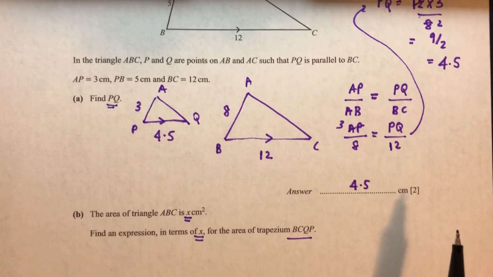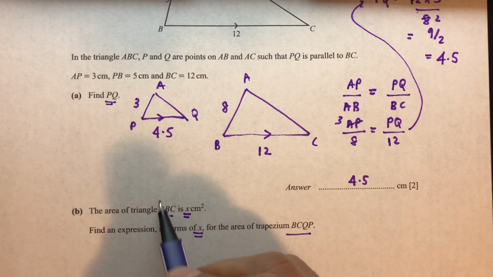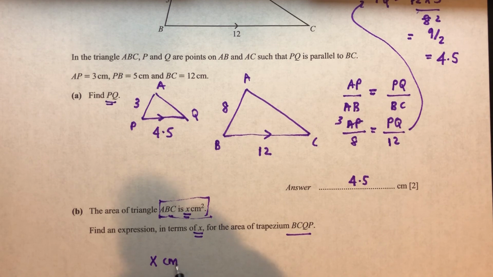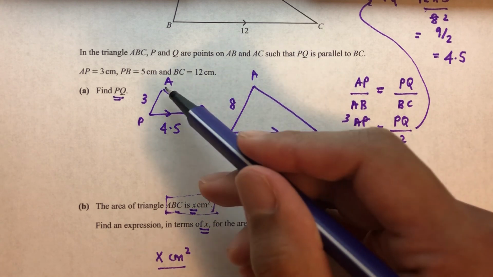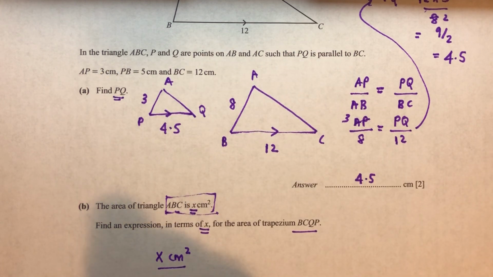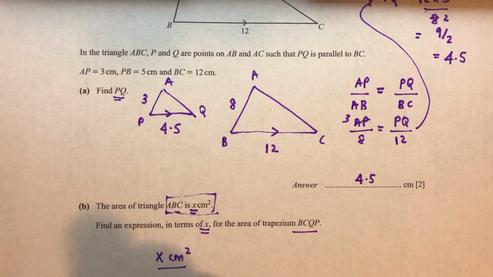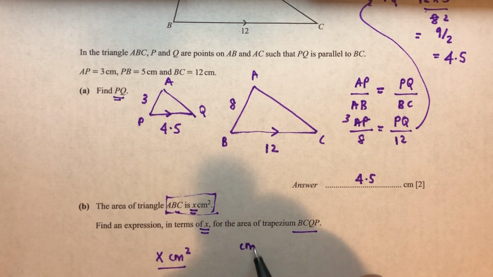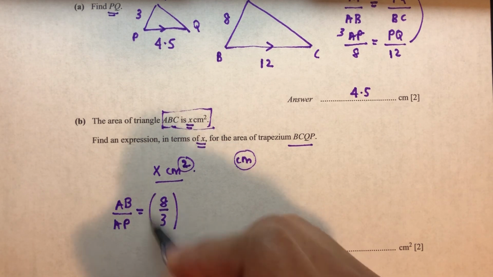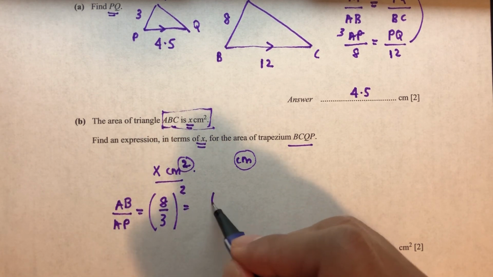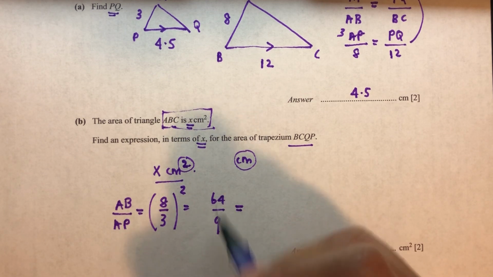Okay, so we know that the area of the big triangle is x centimeter square. For area, we still use proportionality. So let's use the sides AB and AP, which is equal to 8 over 3. These were lengths, so those were only centimeters. But since it comes down to area now, we have to square them. It will be 64 over 9. That's the ratio between those two.